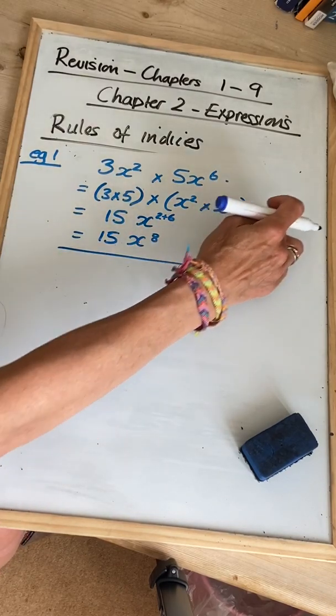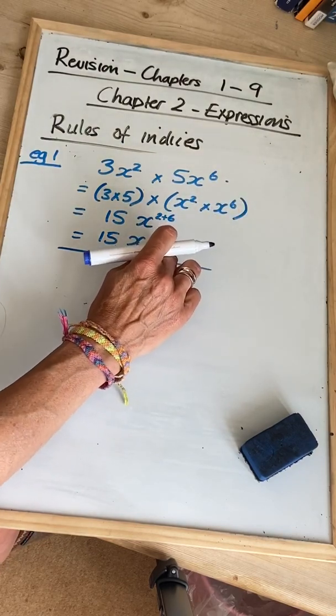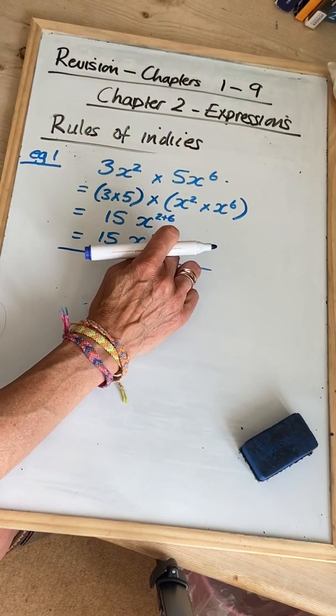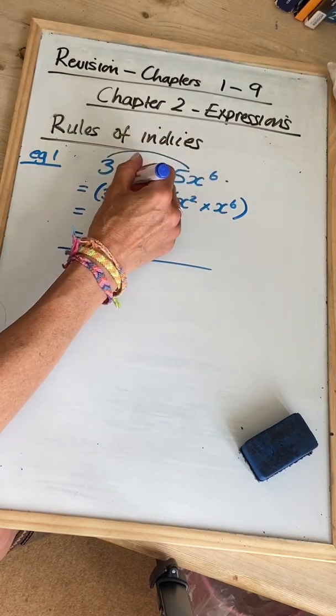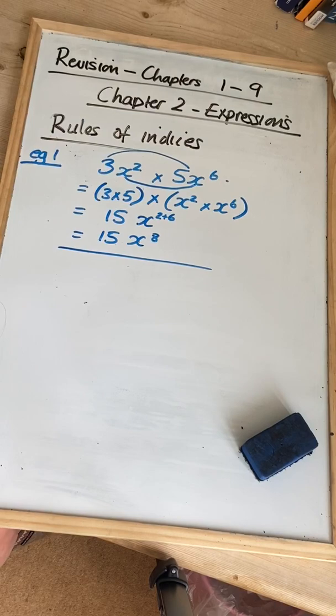You don't need to write this line in. I'm happy for you to go straight to this end bit. You're multiplying the numbers together and you're multiplying the x's together with their respective powers.